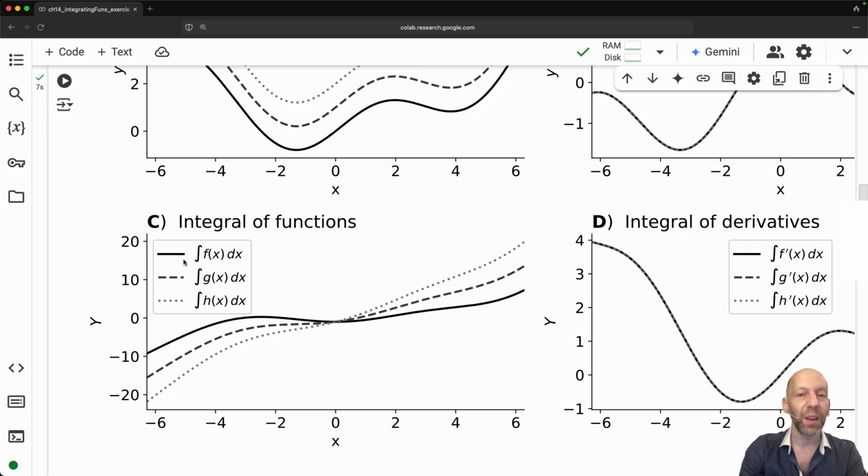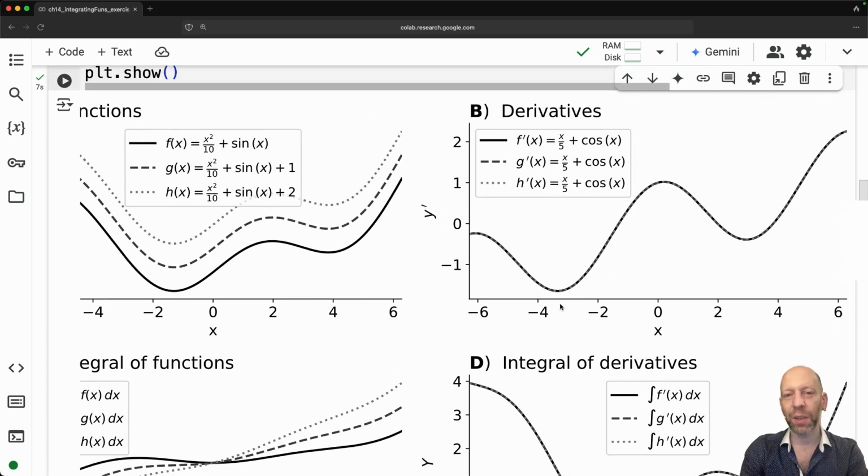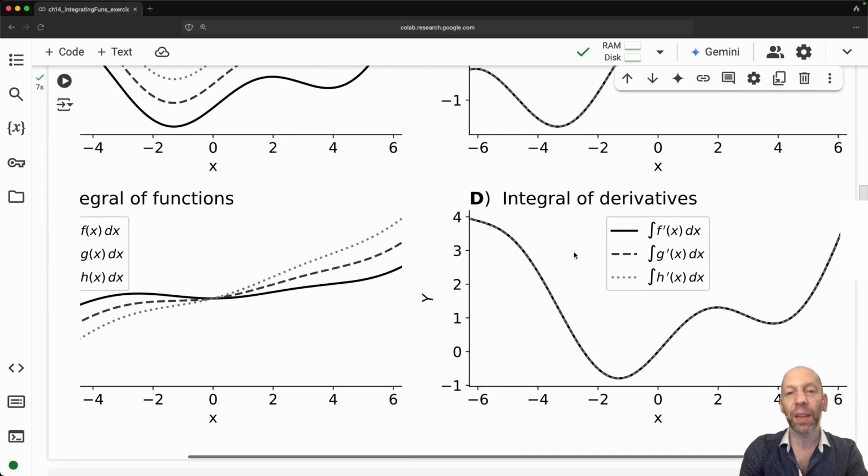That's because here with f, we have an added x term of 0, so no added x term. Here with g, we have an added x term of x, and here we have an added x term of 2x. And of course, all these functions touch at 0 because the functions at 0 are still all 0. Okay, and then of course, the derivatives of these functions are the same, so of course the integrals are the same. What is the take-home message here?